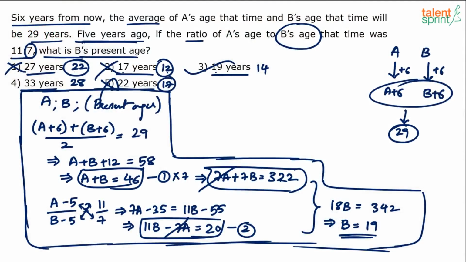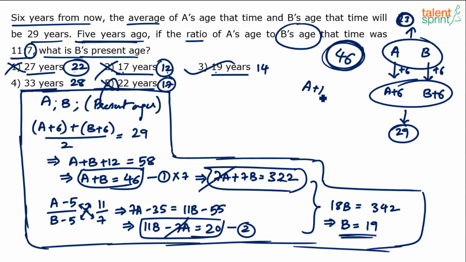Now look at this. We know that today the average is 23, and 6 years later the average is 29. Now if today the average of these two is 23, what should be the sum today? 46. A plus B's average is 23. If the average is 23, the sum should be 46. Yes or no? I'm writing maybe 1 or 2 steps so that I can explain it clearly, but you can avoid these steps also. So we know that A plus B is 46. Remember, only 2 options are left out, option 3 and option 4.